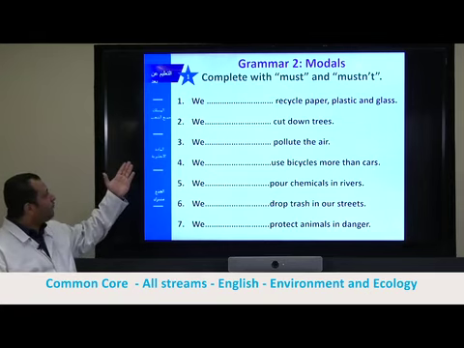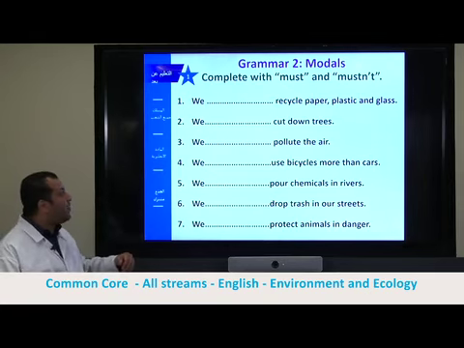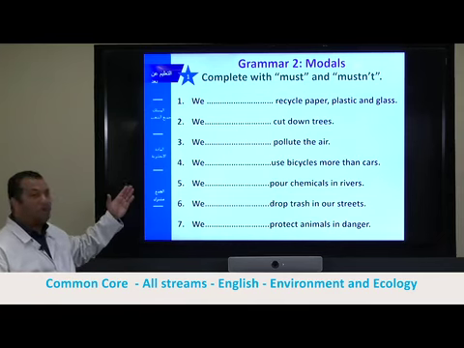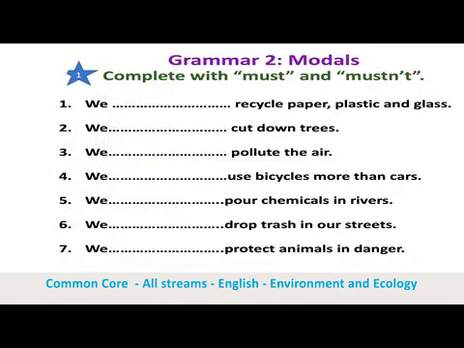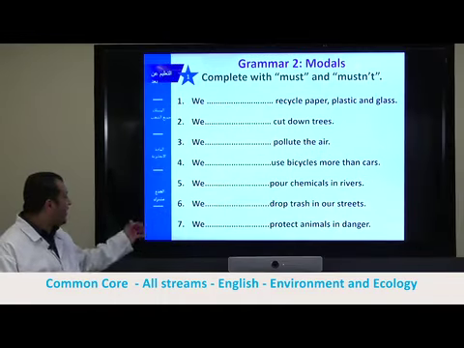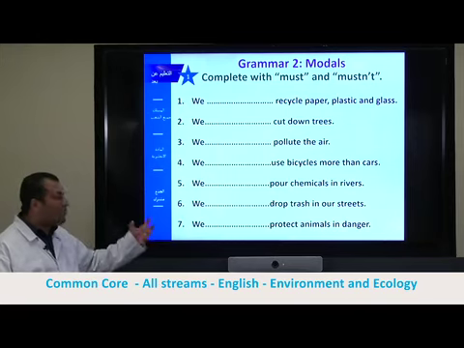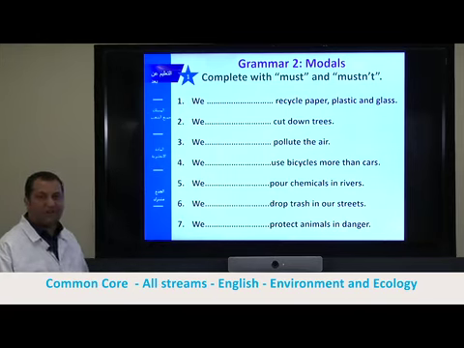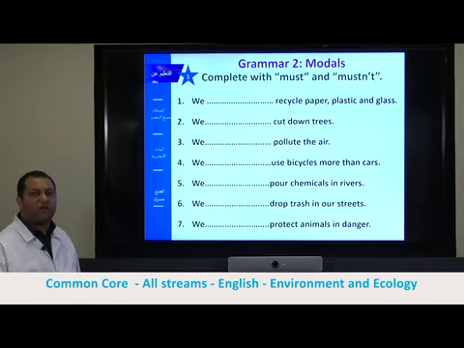Number 1, we recycle paper, plastic and glass. 2, we cut down trees. 3, we pollute the air. 4, we use bicycles more than cars. 5, we pour chemicals in rivers. 6, we drop trash in our streets. Finally, 7, we protect animals in danger. Please take a few minutes before we start the correction.